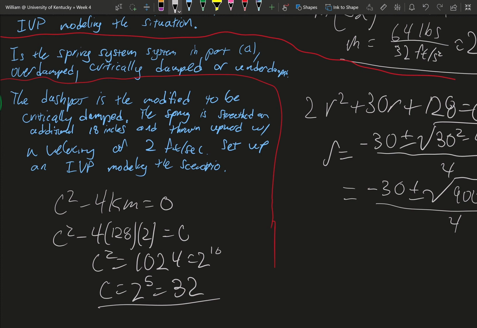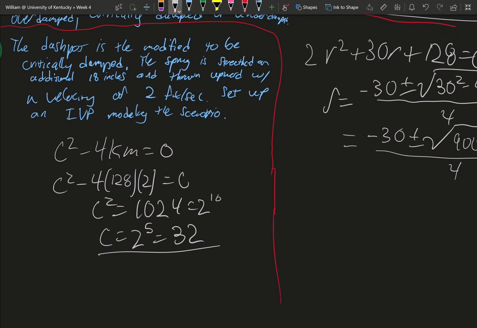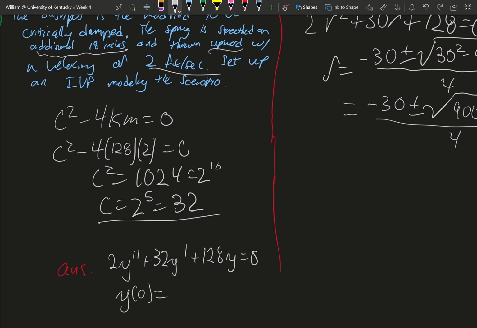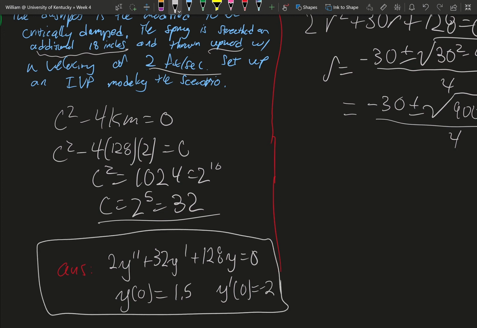We already solved for our mass and K for the first part, so we don't have to redo that. And now we can just look at that additional 18 inches, and we're thrown upwards with a velocity of 2 feet per second. So combining all that, we get our answer, which is 2y double prime plus 32y prime plus 128y equals 0, where y of 0 equals 18 inches divided by 12, which is 1.5, and we're thrown upwards with a velocity of 2 feet, so y prime of 0 is going to be negative 2. And that's our answer.